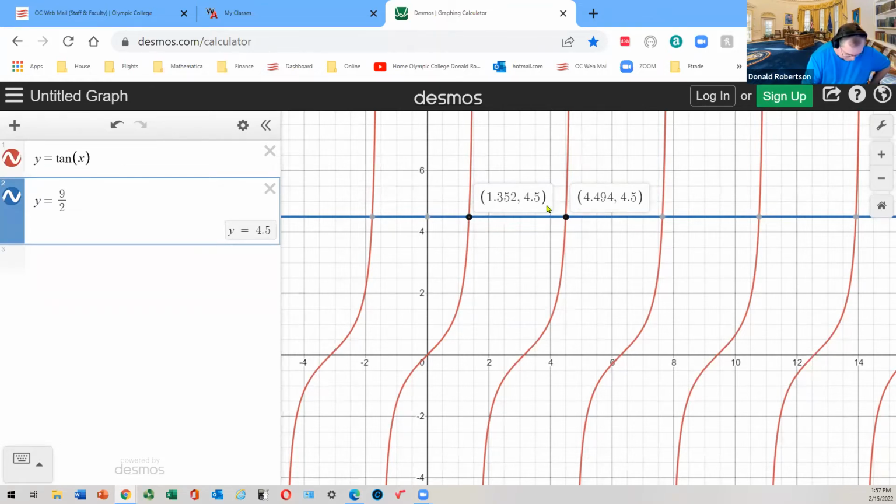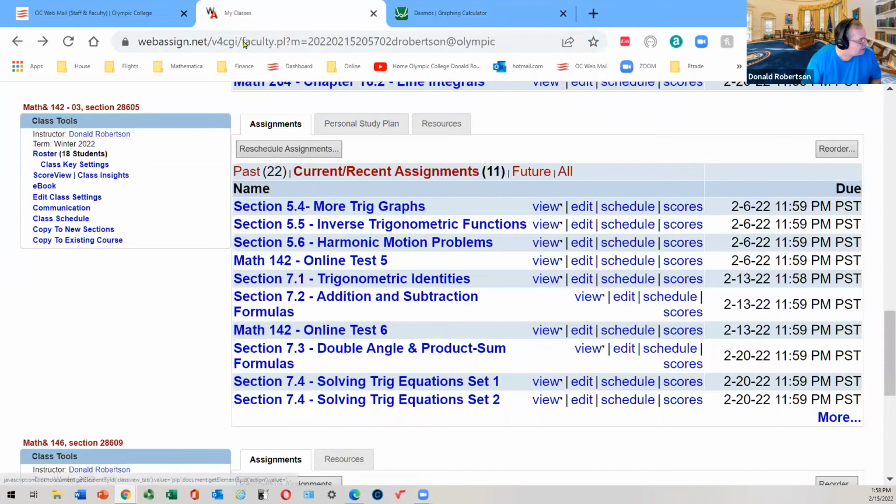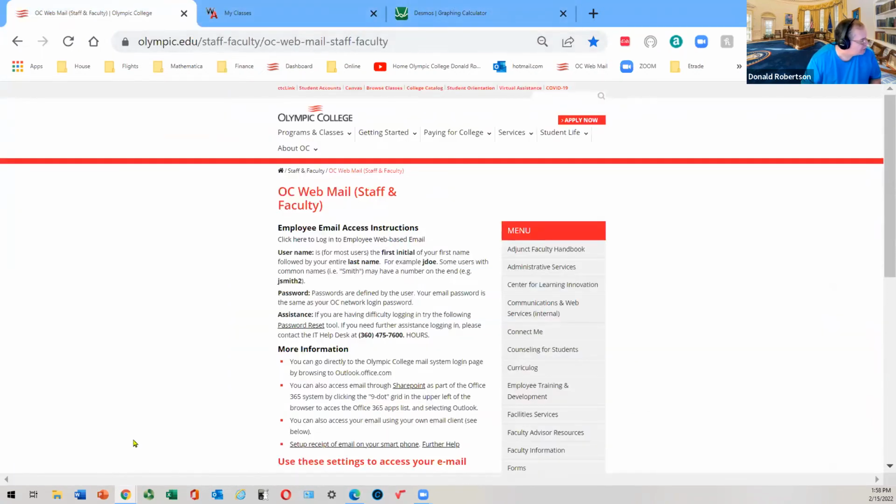And if you write it the way that they're doing, it would be this angle, 1.352 plus 2k pi, and then they would do 4.494 plus 2k pi. But I think it's much easier to just take this one and add pi k. So that's the one I would choose. Any questions?